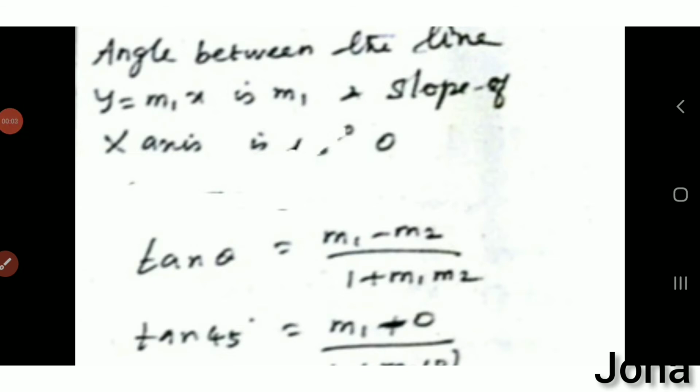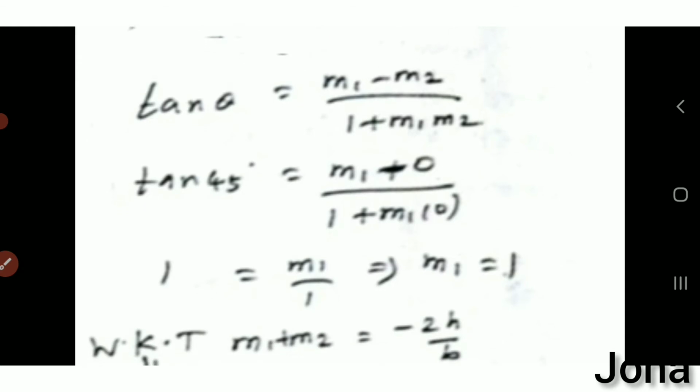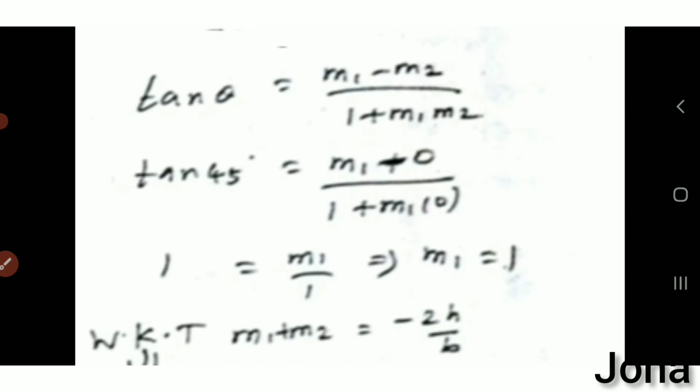Let me find the angle between the lines. For the first line y equal to m1x, the slope is m1, and the slope of the x-axis is nothing but 0. So we can use the formula tan theta equal to m1 minus m2 by 1 plus m1 m2.